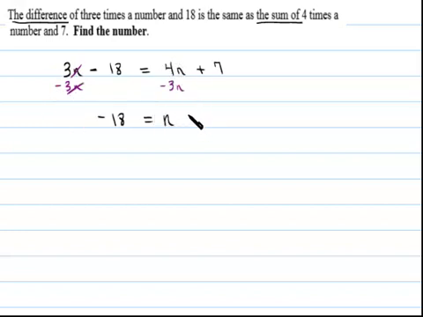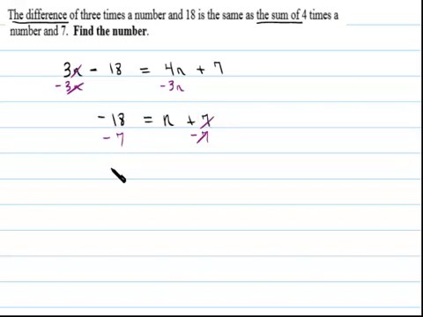It's still the same work. It's fine. But students tend to make more mistakes when there's negatives. 4n minus 3n is 1n plus 7. So to get that n by itself, now that I put all my n's on this side, I want to move all my other numbers to the other side. So I want to move the 7, not the 18, but the 7.